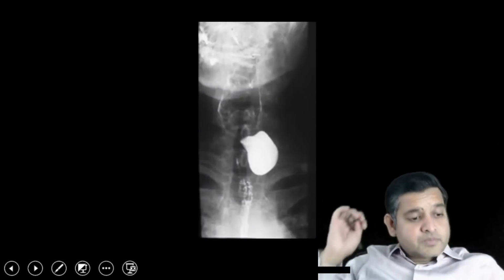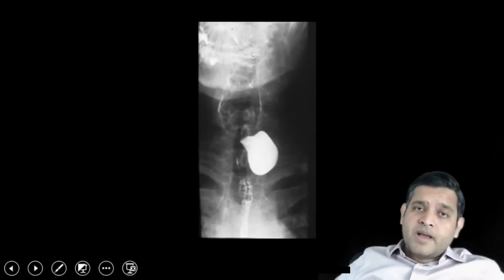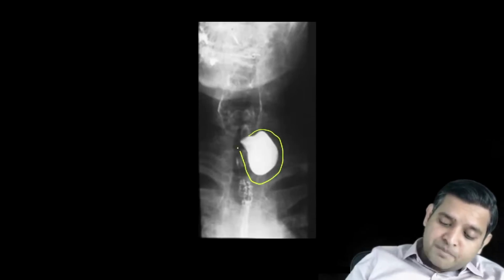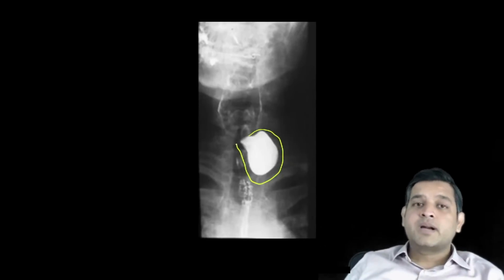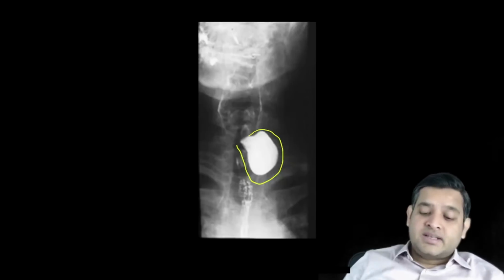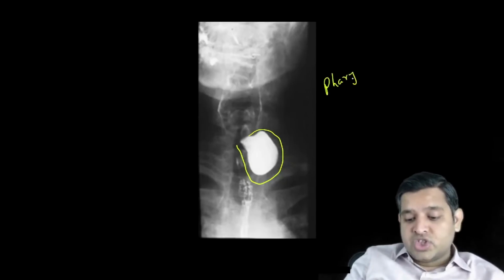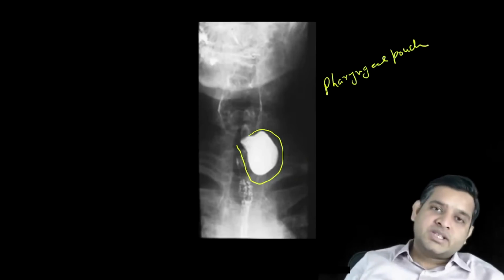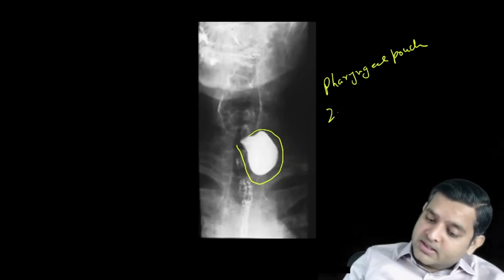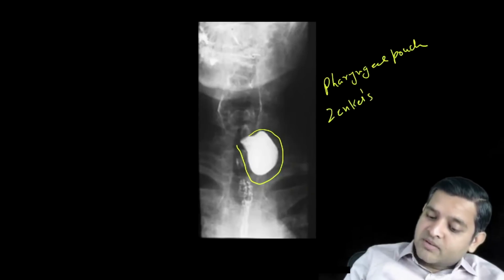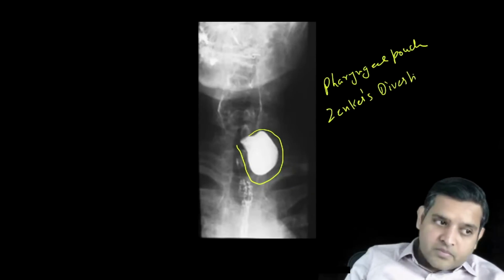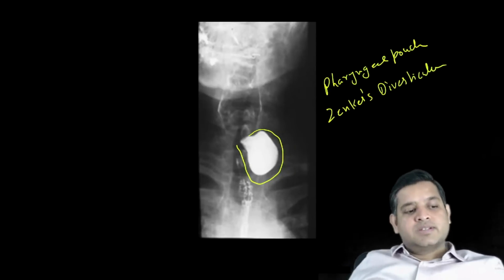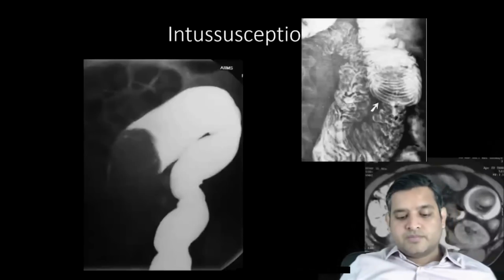What do you see here? This is also a barium swallow. Whereas in this barium swallow, we are seeing a contrast-filled pouching in the upper part. This is what is called a pharyngeal pouch, also called Zenker's diverticulum.